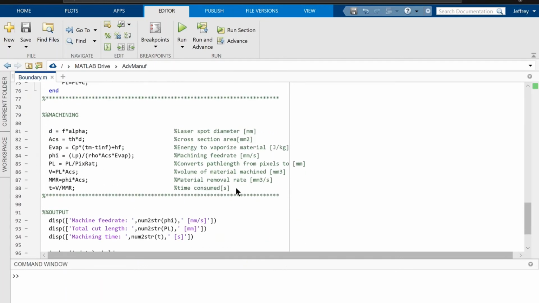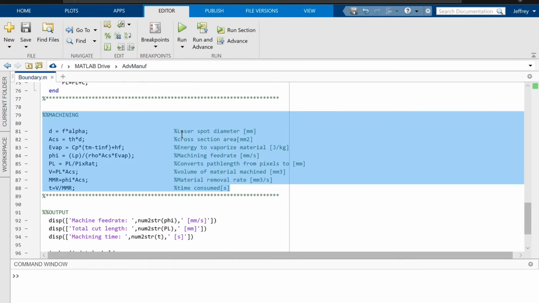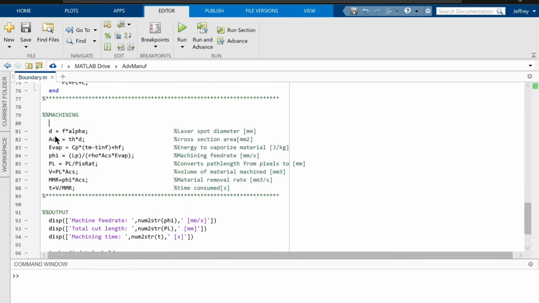So the third part is looking at the actual machining that is done. These are the equations that we covered earlier in the video. First, we figure out the diameter of the laser, given its divergence and focal length. From the diameter, we can figure out the cross-sectional area of the cut. The evaporation energy are all qualities of the part and the room temperature. Taking these previous variables and inputs, we can find the feed rate of the machine. This is the linear movement of the laser along the path.